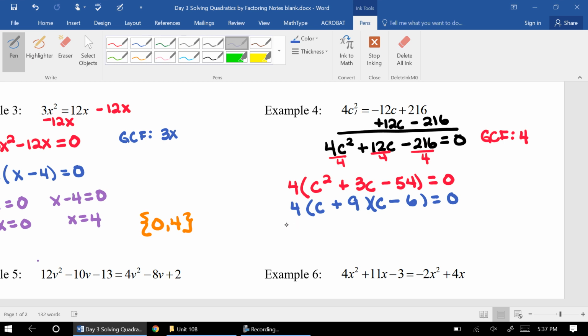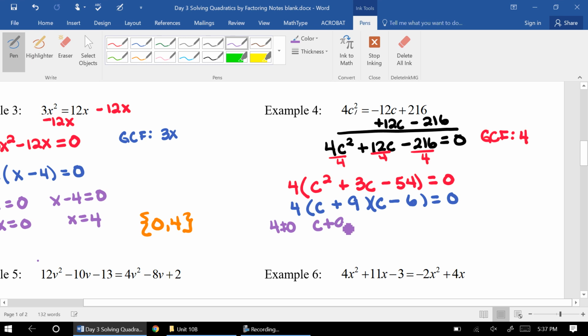Going ahead and using zero product property, I know 4 is not equal to 0. C plus 9 equals 0, giving me C equal to negative 9. And C minus 6 equal to 0 gives me C equals 6. So my solutions here are negative 9 and 6.